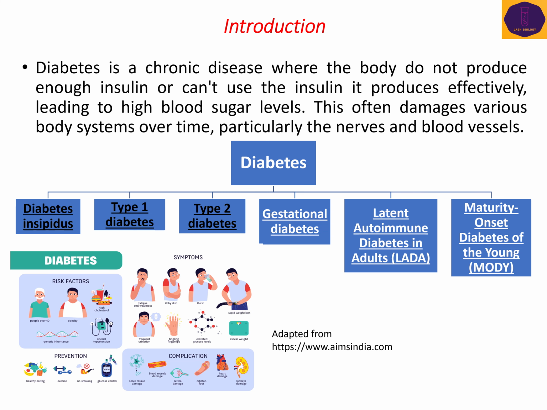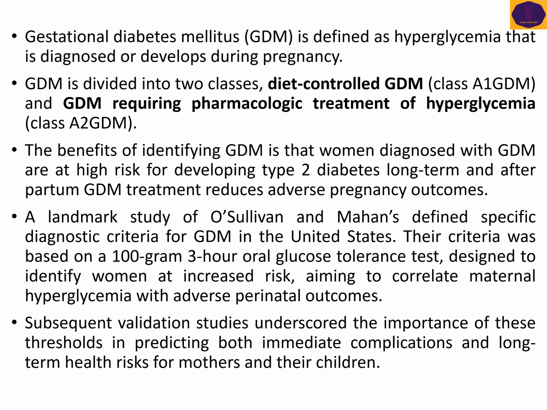Today we'll be discussing gestational diabetes. By now, we know the symptoms, risk factors, complications, and prevention of diabetes. So basically, gestational diabetes mellitus is defined by hyperglycemia that is diagnosed during pregnancy.